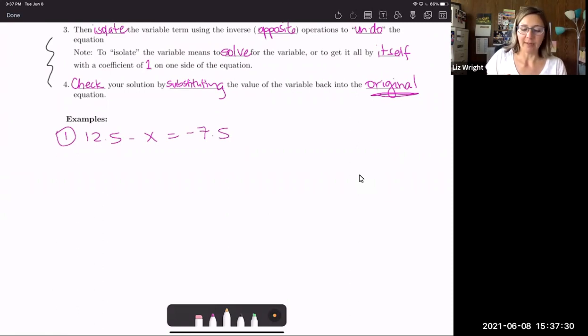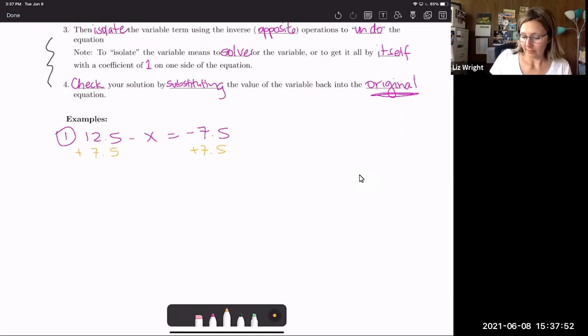Lots of different ways. I've had students say, I want to add x to both sides, and I've had students say, I want to add 7.5 to both sides. You can do either way. I'm going to start by adding 7.5 first. So I'm going to add 7.5. I've also had students say, I'm just going to subtract 12.5 from both sides. You could do it that way too.